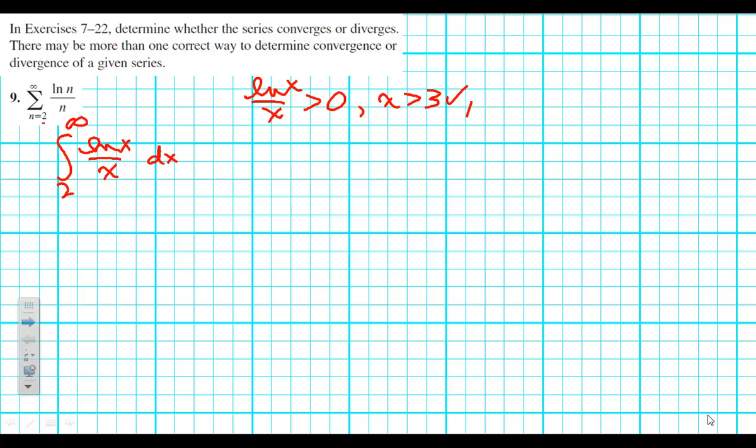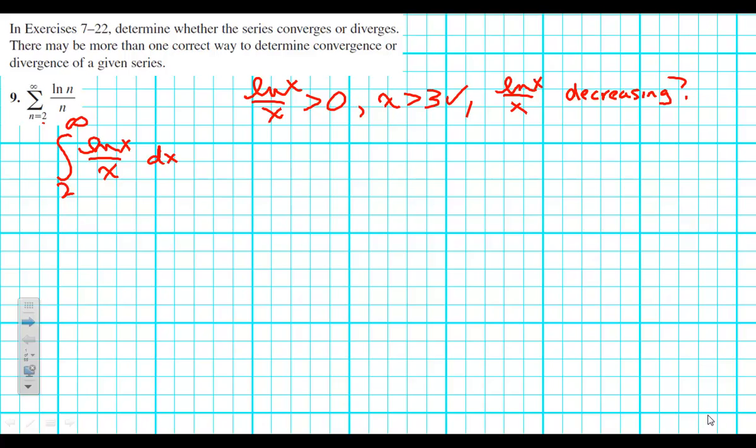The other thing is, is natural log of x over x decreasing? That's the other condition that we have to have for the integral test. Is it clear that it's decreasing? It has to be a function that's decreasing at least from some point and then the rest of the way.